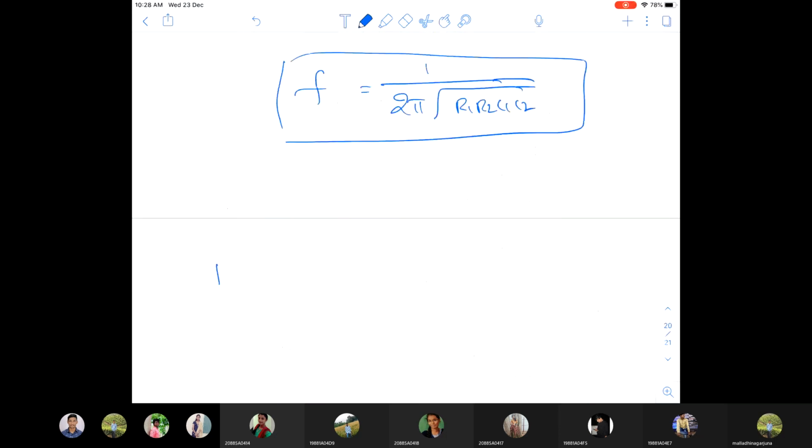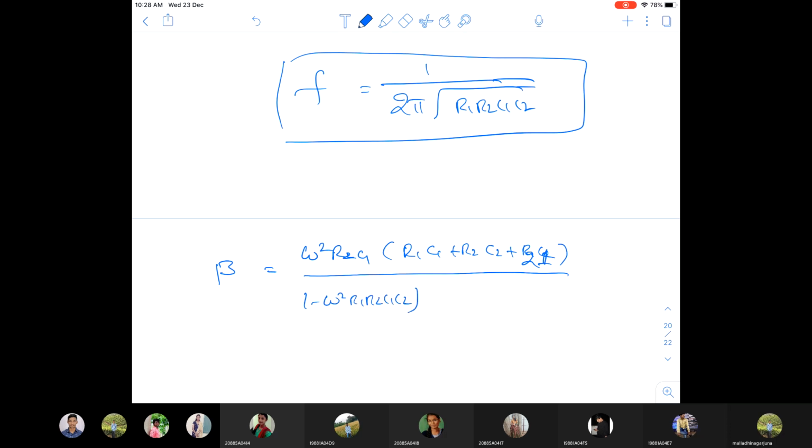Beta is equal to, what is the formula? Tell me. Beta is equal to, what is the remaining portion? Omega square R2 C1 into R1 C1 plus R2 C2 plus R2 C1, divided by 1 minus omega square R1 R2 C1 C2 whole square plus omega square into R1 C1 plus R2 C2 plus R2 C1 whole square.